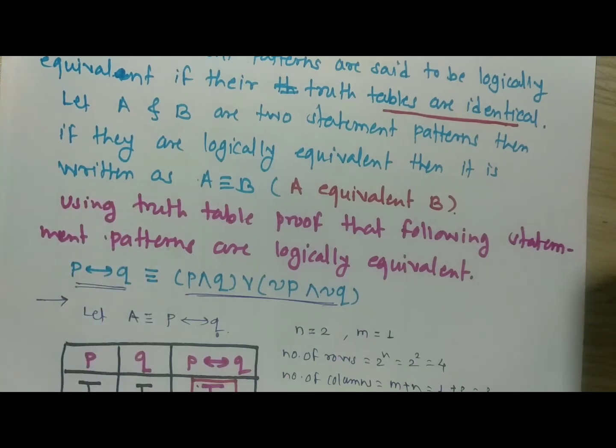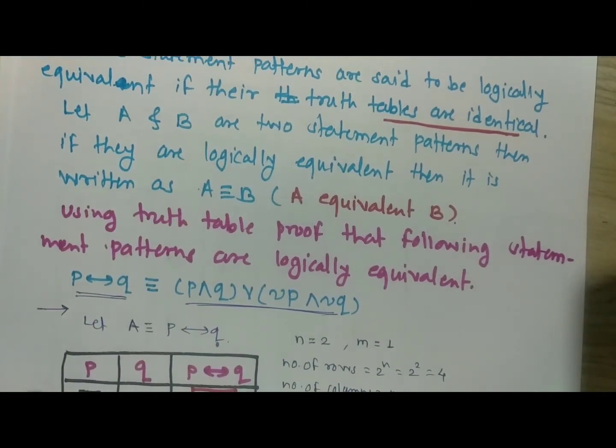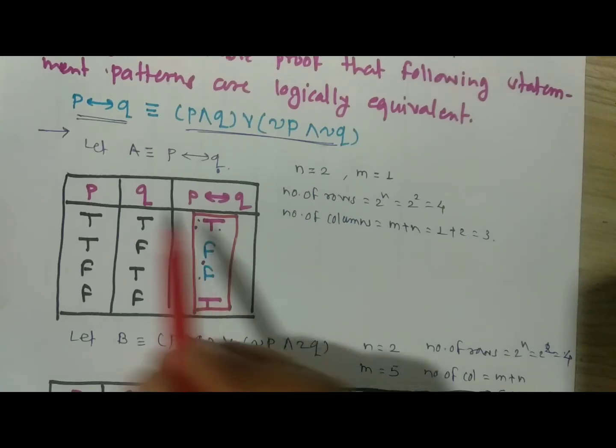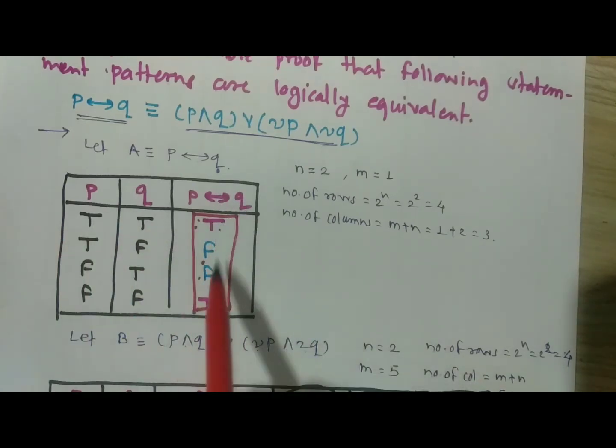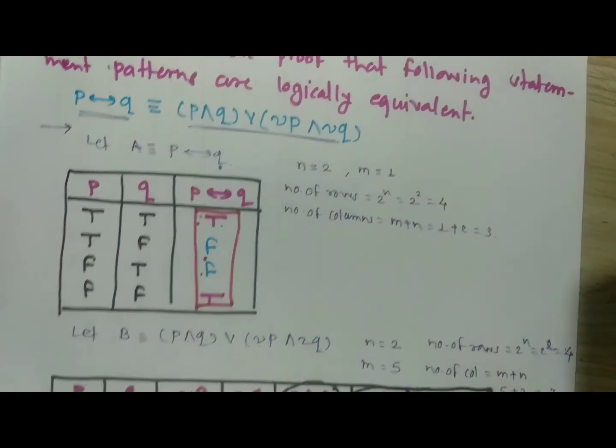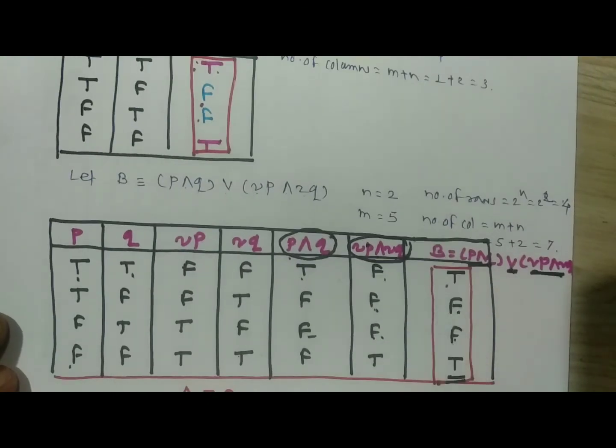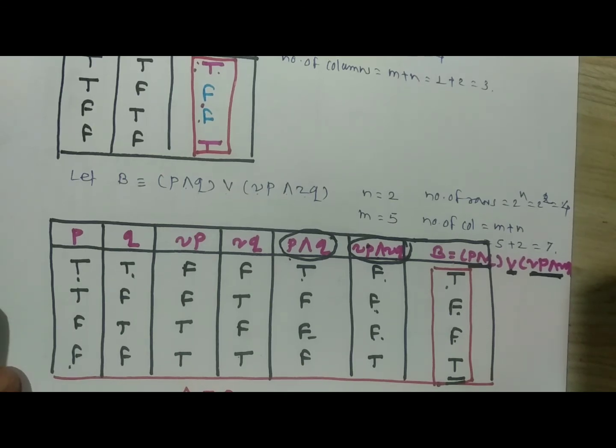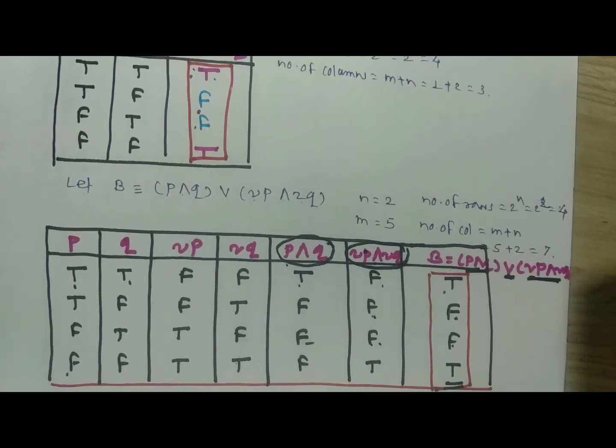What is logical equivalence? If two statement patterns are there and their truth values or truth tables are identical, that means you will get the truth tables with these values and these values being the same, then those statement patterns are logically equivalent with each other. It is the concept of logical equivalence.